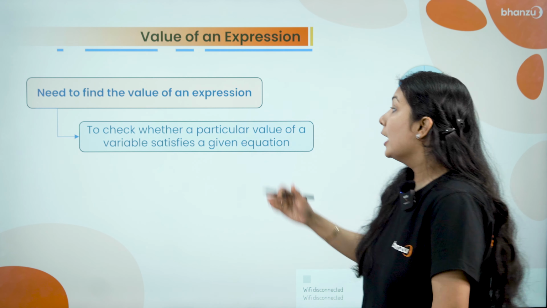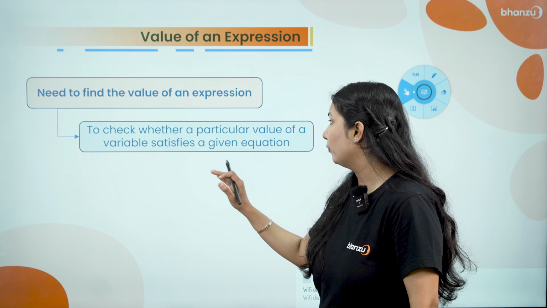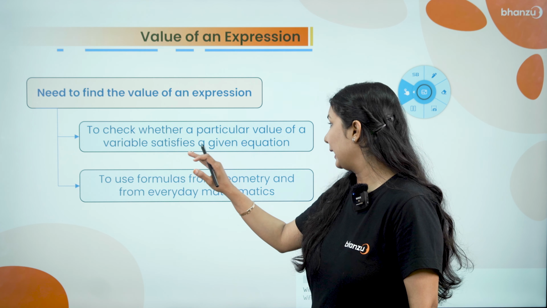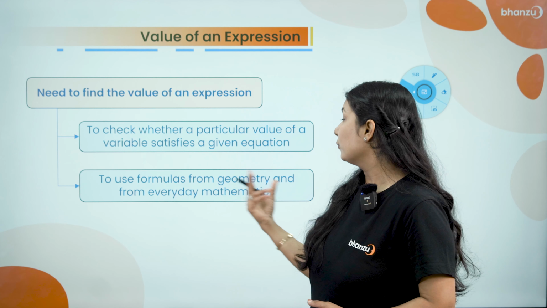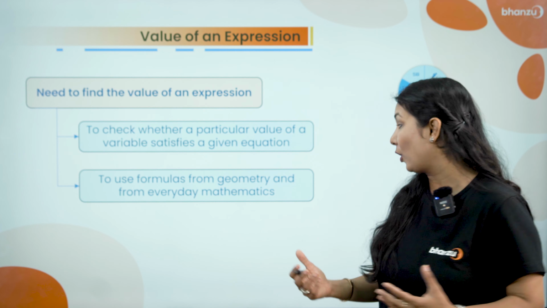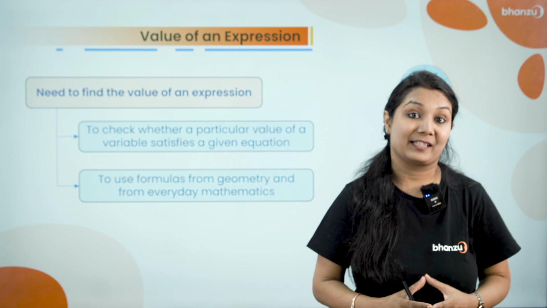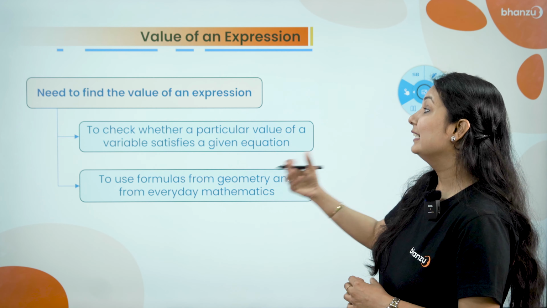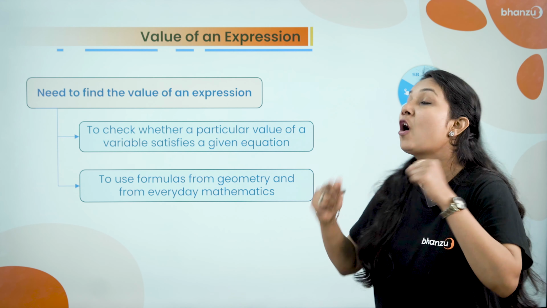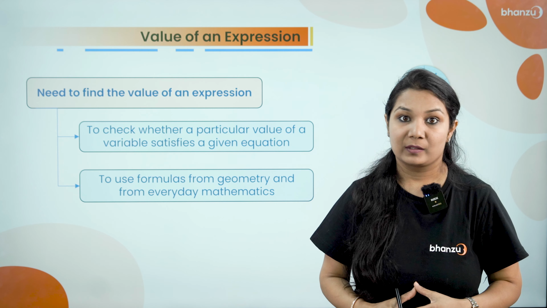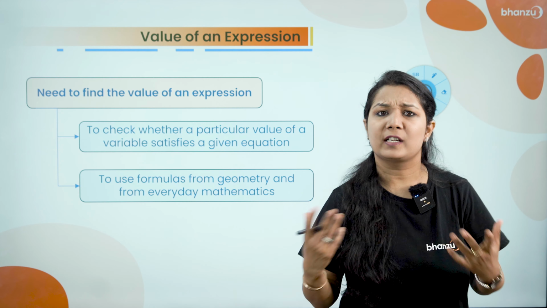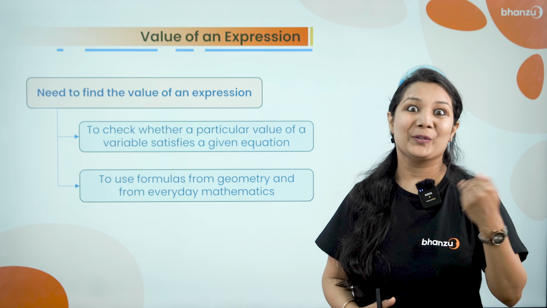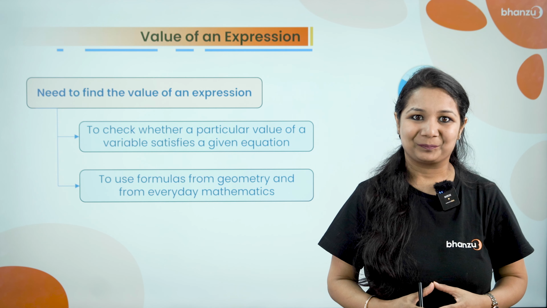Let's see what's the need to find the value of an expression. First is to check whether a particular value of a variable satisfies a given equation or not. And the second is to use formulas from geometry or from everyday mathematics. Unless you know the value of the expression, you cannot check whether it satisfies the equation or not, and you also need it for the formulas.